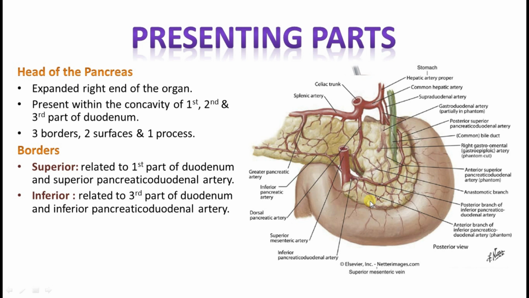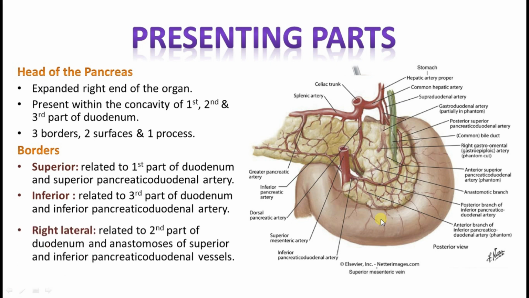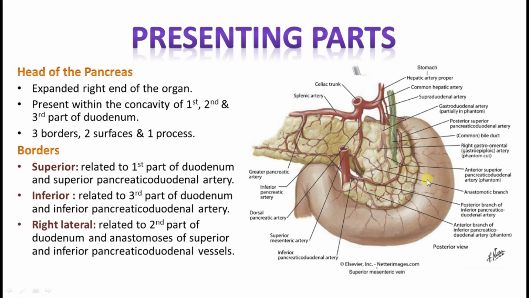Not only that, they also supply the lower part of the bile duct. That is why, in my bile duct class, I told you to be careful while ligating the pancreatico-duodenal artery. If the anastomosis is poor, the lower part of the bile duct might undergo necrosis or stricture formation. So the superior border relates to the first part, and the inferior border to the third part, with the superior and inferior pancreatico-duodenal arteries. The right lateral border, as I told you, is related to the second part and the anastomosis between the superior and inferior pancreatico-duodenal arteries. So that is about the borders.